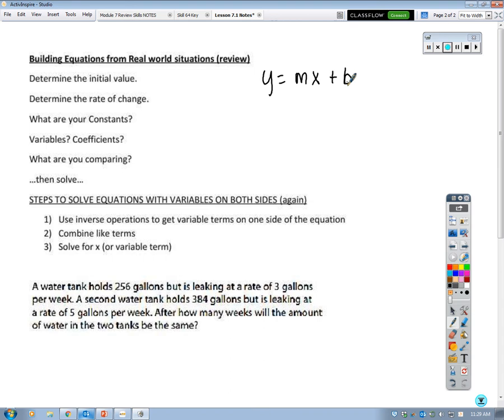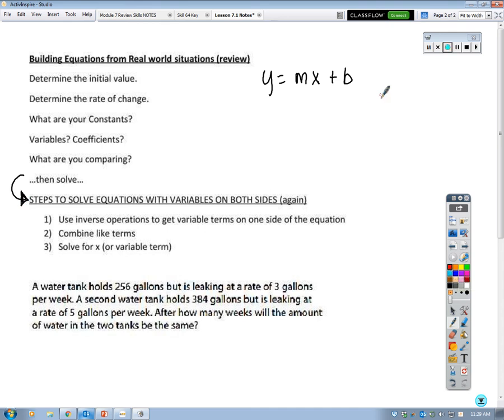You want to determine what the initial value is. You want to determine what the rate of change is. You want to identify your constants, identify your variables, identify your coefficients, and then determine what it is that you're comparing, and then you solve. Remember, those steps to solve are right down below. But just a quick review here.